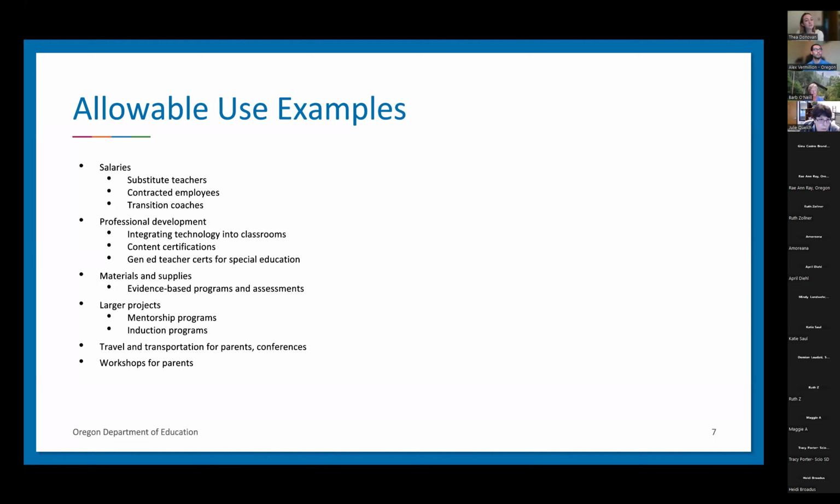Another allowable use would be professional development: integrating technology, content, or using IDEA dollars to get special education certifications for your gen ed teachers. You can use them for materials and supplies, and larger projects like mentorship programs for new teachers. 611 and 619 can be used for travel and transportation for parents and conferences. That one you'd want to take a look at and make sure it's meeting that excess cost requirement, but just know that it is an option. Same thing with workshops, that kind of thing.